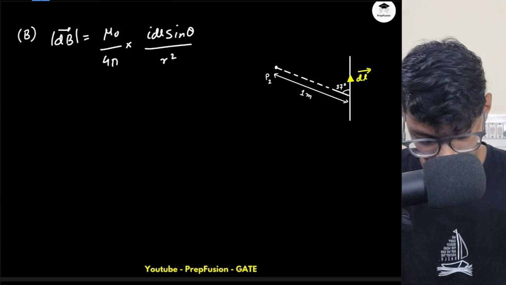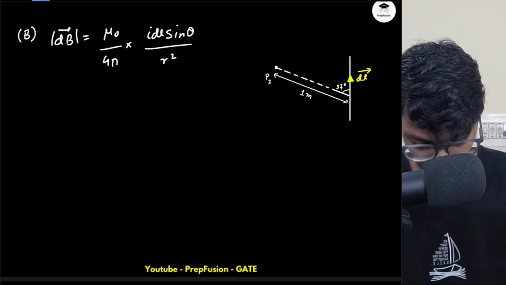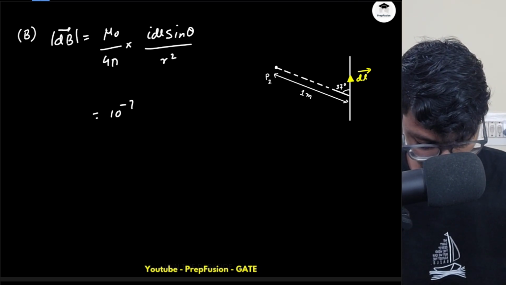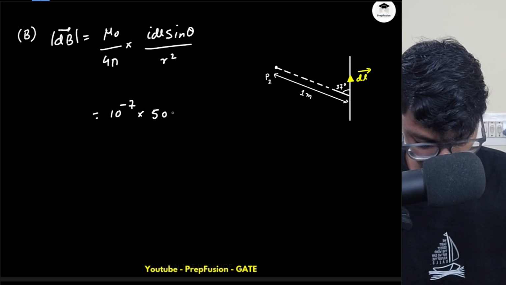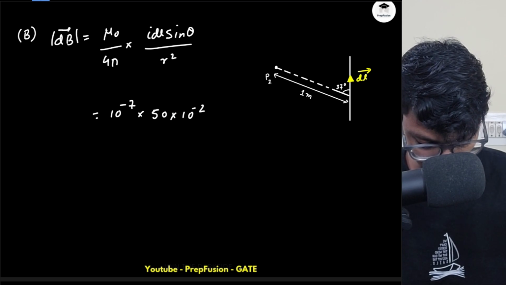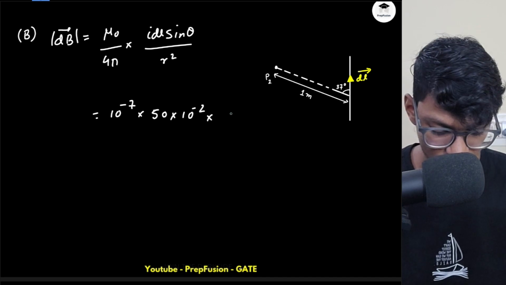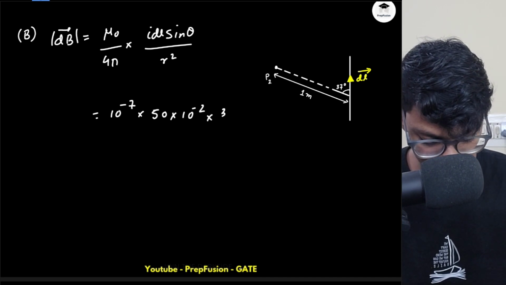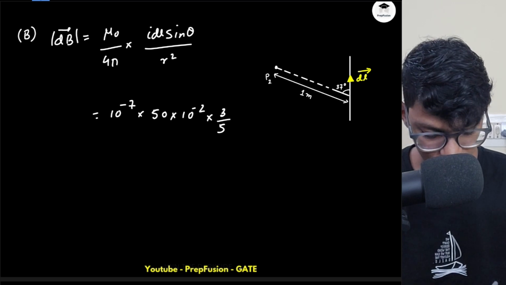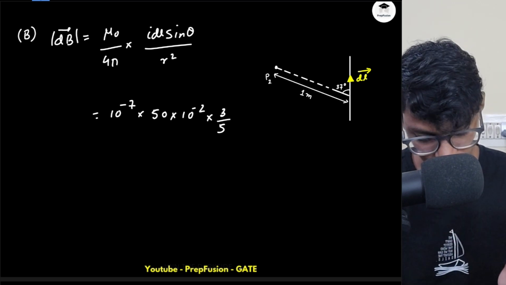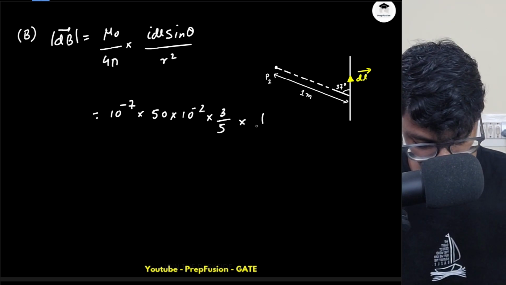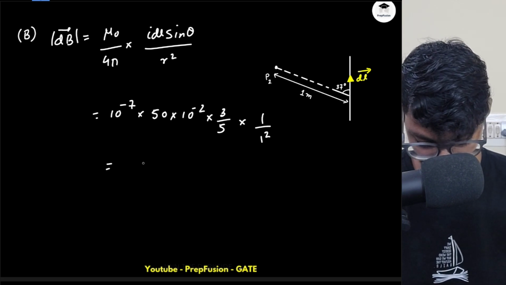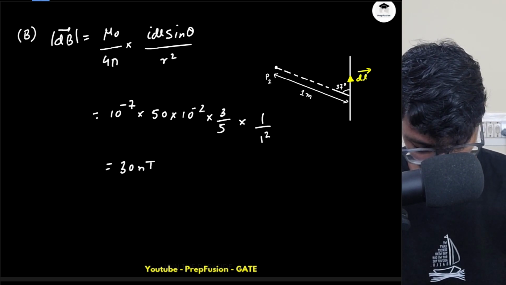So here this will be ideal, and sin theta, what is sin theta? Sin theta is sin 37, so it will be 10 raised to power minus 7 into I, which is 50 ampere, dl is 1 centimeter, that is 10 raised to power minus 2, into sin theta. Sin 37 is 3 by 5, divided by the 1 square. So 5 will get cancelled. This will be 30 nanotesla. This will be the magnitude.